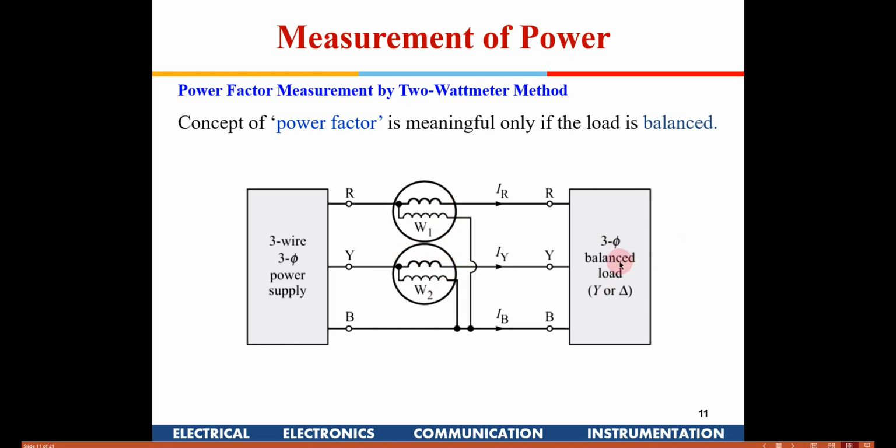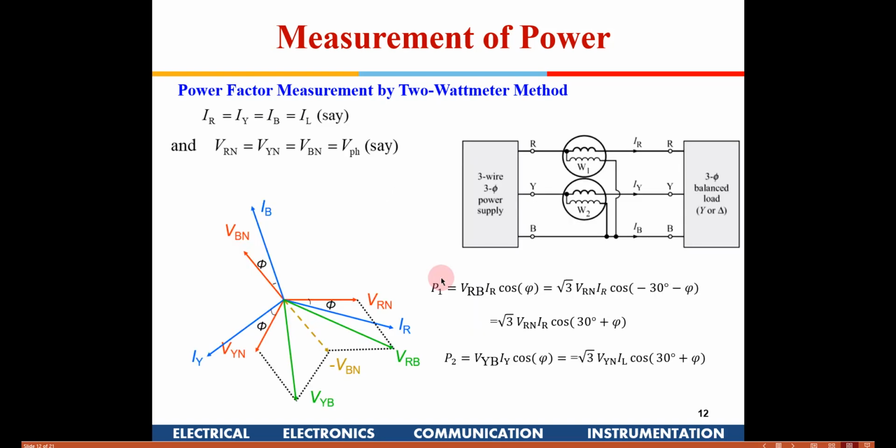If it is a balanced load with 2 wattmeters, apart from finding out the total power, I can also compute the power factor. So how do I compute the power factor? These are the 2 wattmeters which are connected here, right? What is P1? P1 is VRB into IR into COSPHI. Now COSPHI is the phase angle difference between the current and that particular phase, right? So you get one equation out here.